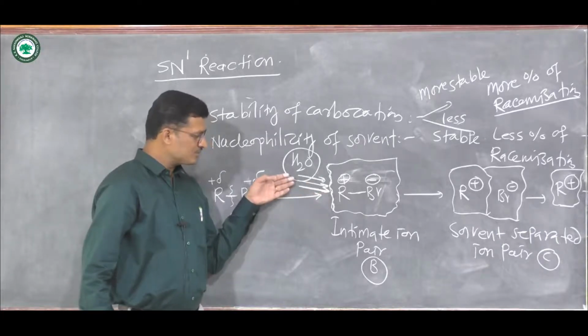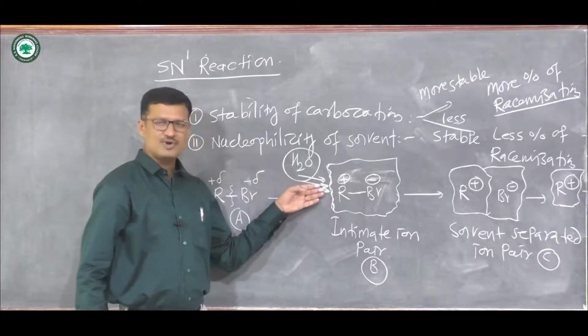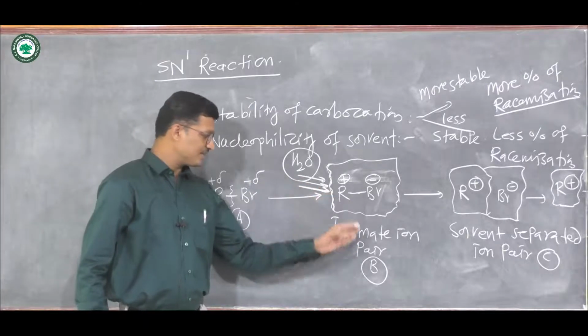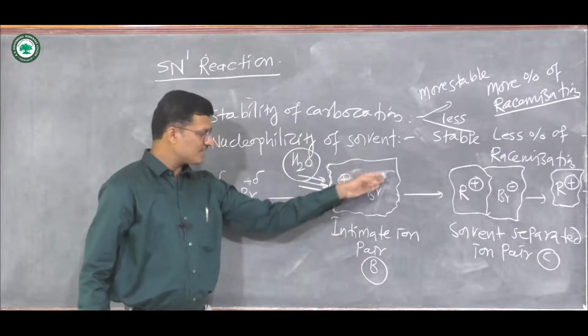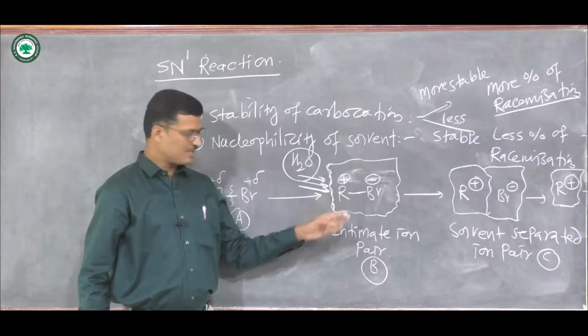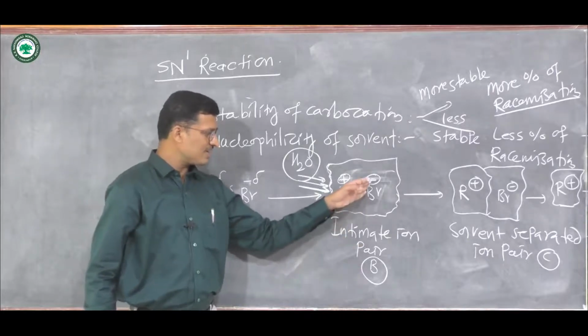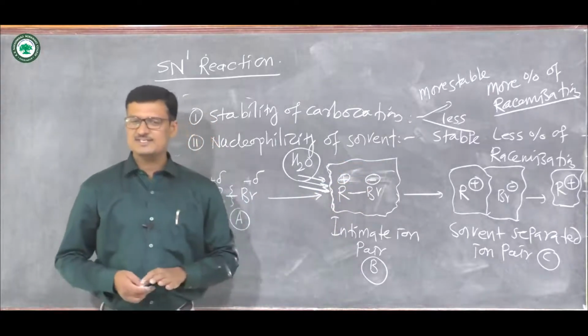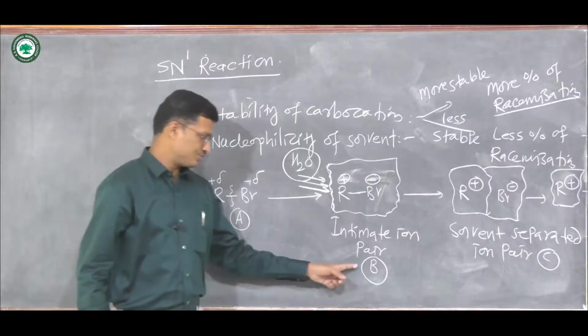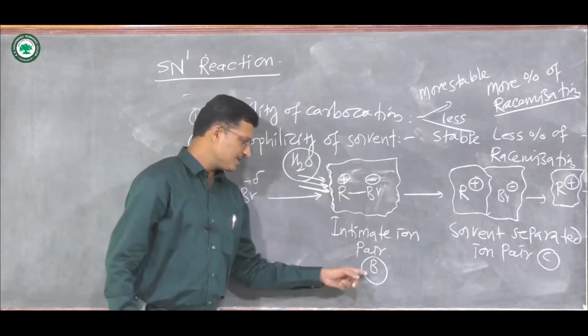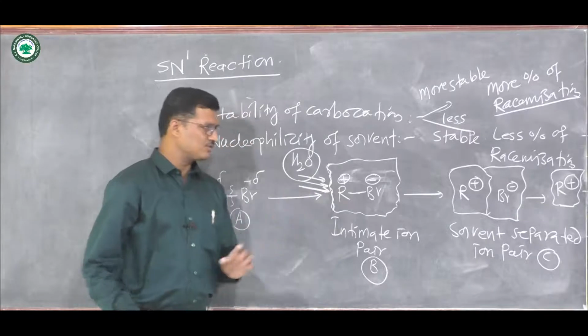So that's why this solvent molecule, or this nucleophile, attacks from the back side in situation B, but the front side attack is blocked. Why is the front side attack blocked? Because there is a Br minus, and that's why the front side attack is never possible in situation B. So in situation B, only backside attack is possible.